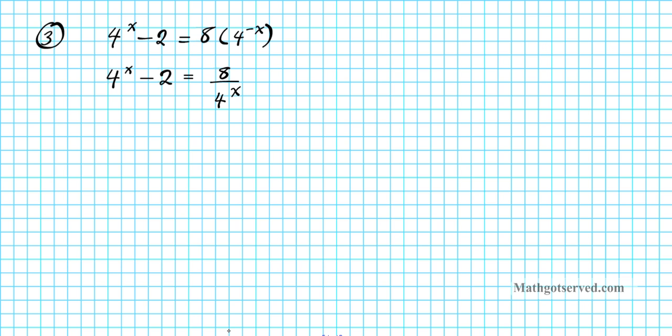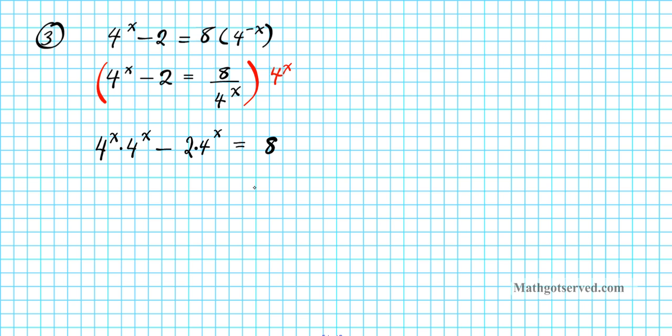Now what we're going to do next, we're going to attempt to eliminate this 4 to the x in the denominator on the right side. To accomplish that, we just simply multiply the entire equation by 4 to the x. So let's do that. Here we'll distribute 4 to the x to every single term. So here we have 4 to the x times 4 to the x minus 2 times 4 to the x equals, and then 8 times 4 to the x, there's going to be cancellation happening. These two cancel out, so you're just going to be left with 8.